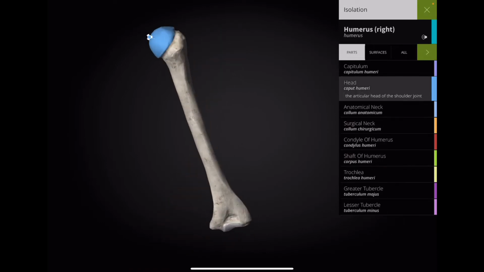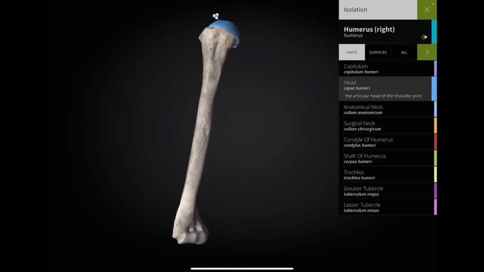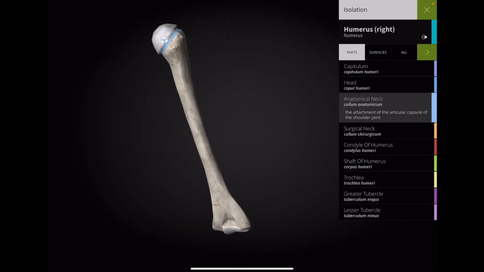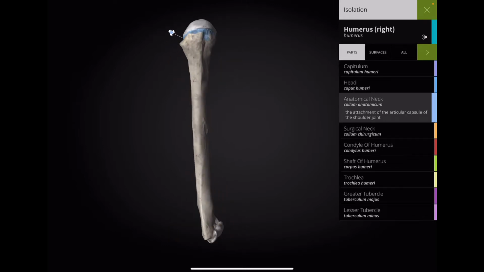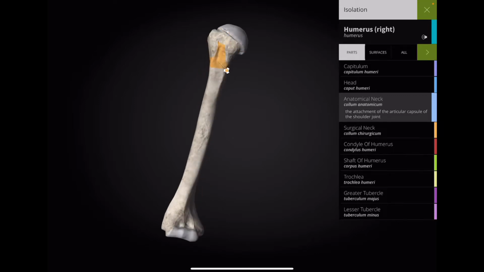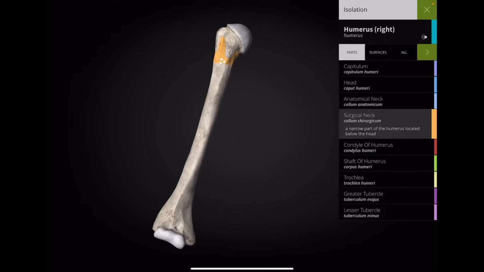What we have is the head of the humerus, followed by two necks. We have the anatomical neck and we also have the surgical neck. Now the surgical neck is important because of its clinical relevance.